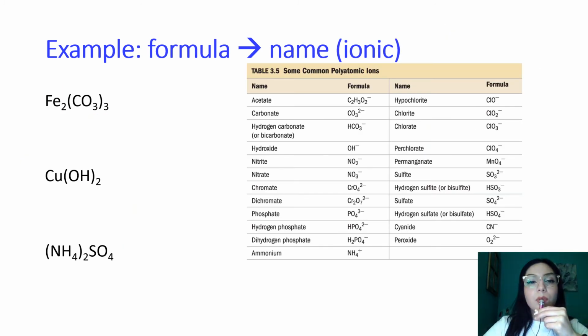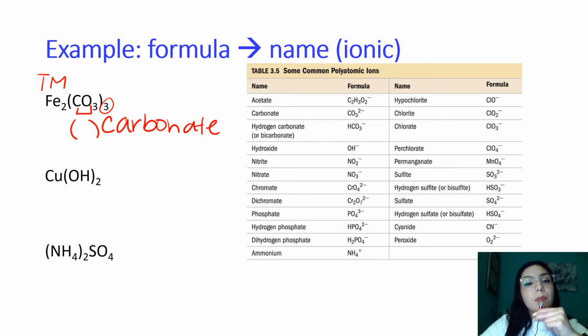So in this example, we will be going from a formula to a name, and specifically we're working on ionic compounds. So here we have iron, and if you begin to notice, recognize that this is a polyatomic ion, and specifically this is carbonate. So we can go right ahead and write that this is carbonate. We don't need to write how many, we don't need to write anything at all about that. Now, iron is a transition metal. For transition metals, you do need to write in parentheses what the charge is.